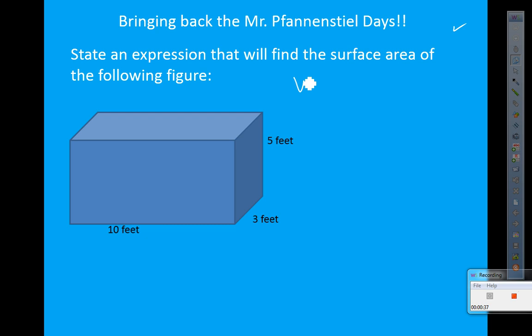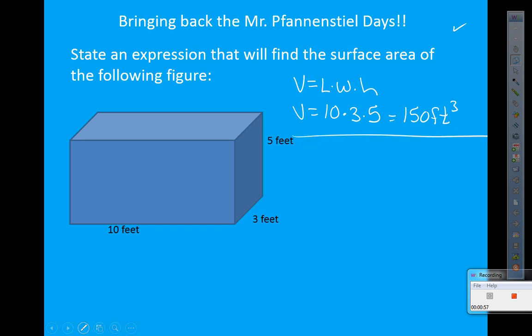Remember guys, the volume of this box is simply length times width times height. So if I'm picking on the volume of this, I'm going to have my 10 times my 3 times my 5. So it looks like 150 cubic feet in this case.